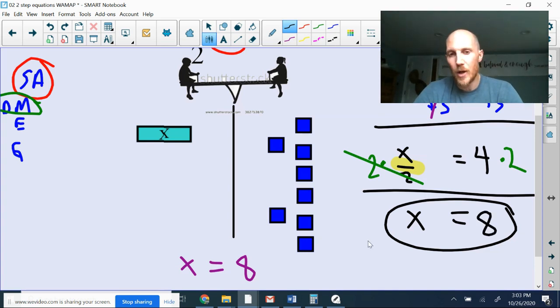Okay, so algebra tiles hopefully are a little bit easier to visualize what is going on, why it is we need to do this stuff. But at the end of the day, we're going to be working with just equations.